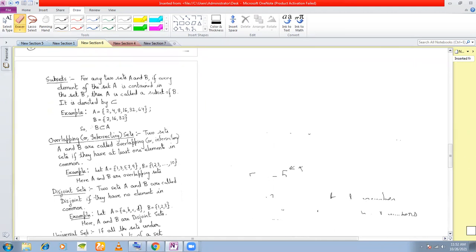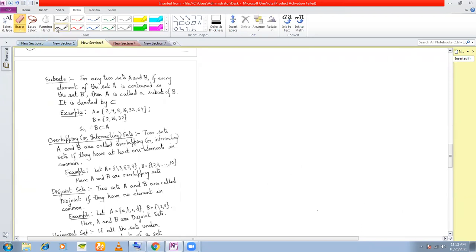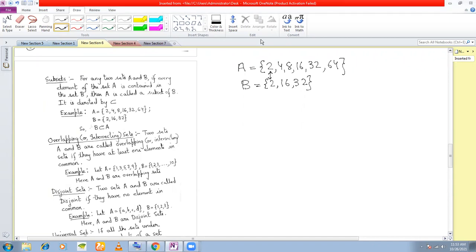The next definition is a very important definition, that of subsets. Now, what is a subset? Suppose I consider two sets A and B. I give you two sets, and I will give you another set B. Now, all the elements of B are in A. 2 is there in B, and 2 is also in A. 16 is there, and 32 is there. That means all the elements of B are in A.